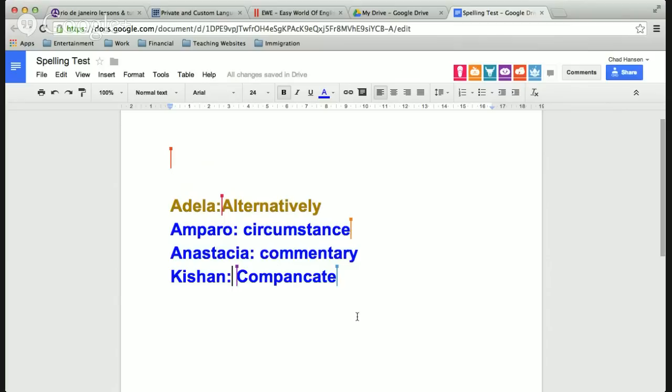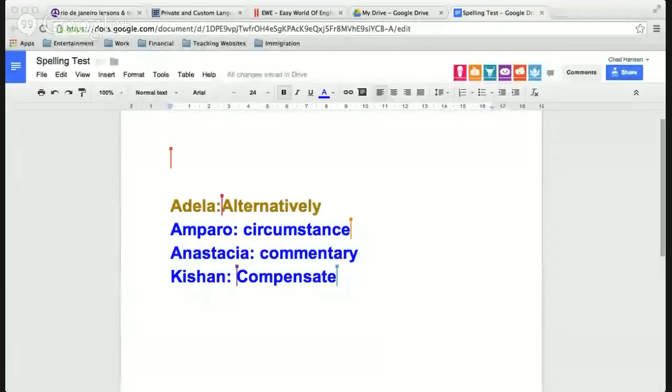Compensate. Not quite. You are two letters off. The first letter is this one. Does anyone know what I need to replace that letter with? E. Yeah, so it needs to be an E. My next letter is this right here, the C. It should be S. Yeah, so it should be an S. So this is the word compensate. Okay, thank you, Keyshawn.